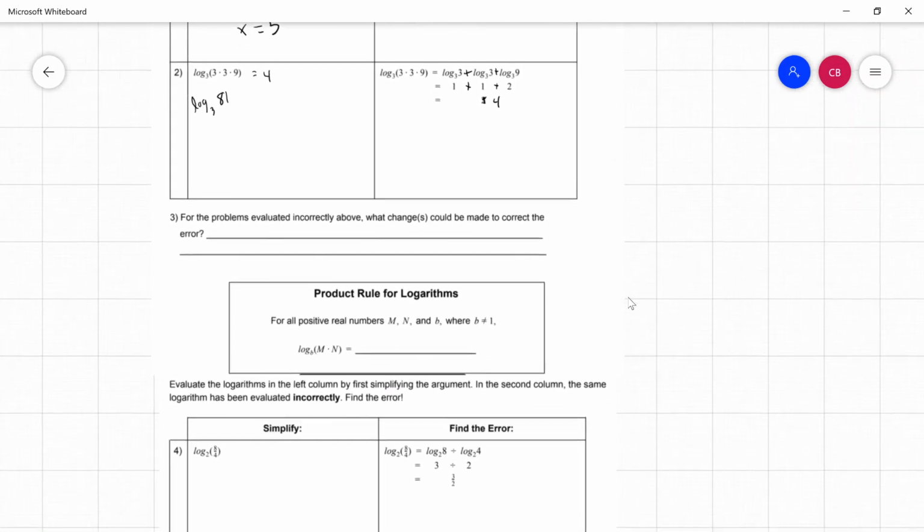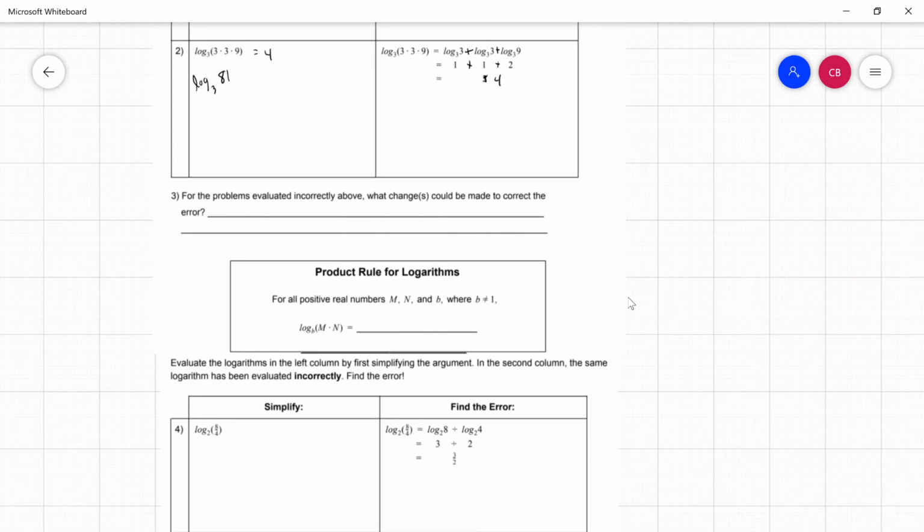Now it says, what is the rule? So for the problems you evaluated incorrectly, what changes should have been made? They should have been plus signs instead of multiplication. And so log b of m times log b of n is equal to log b of m plus log b of n.